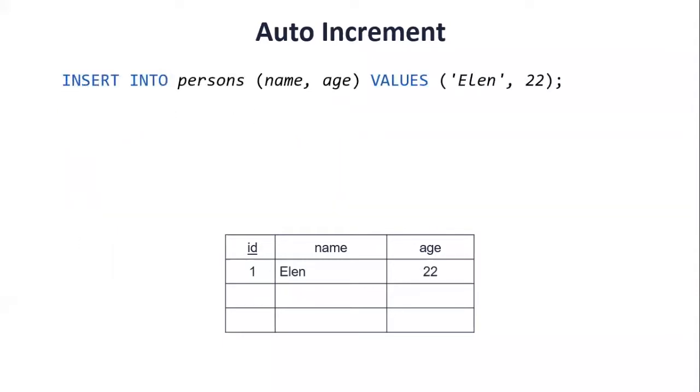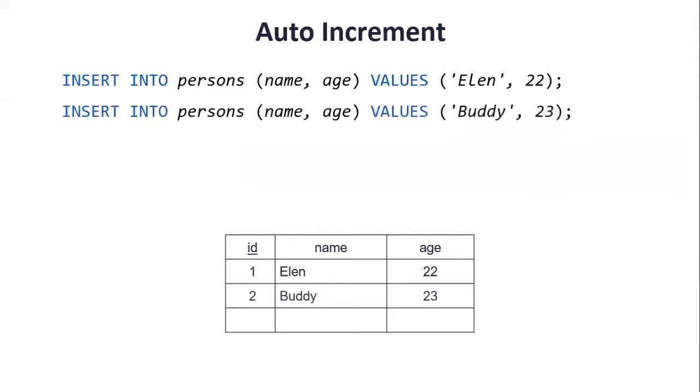As you can see here, we are inserting into the persons table and we are only providing the name and age values. We have put Ellen as the name, 22 as the age, and we haven't specified a value for ID. But when SQL inserts this record, it will auto generate an ID for this column. So the first ID would be 1.